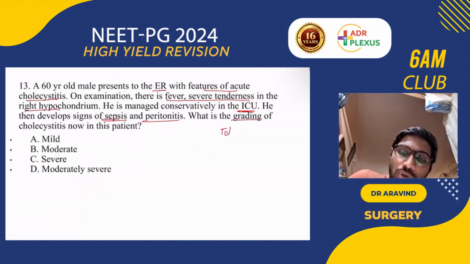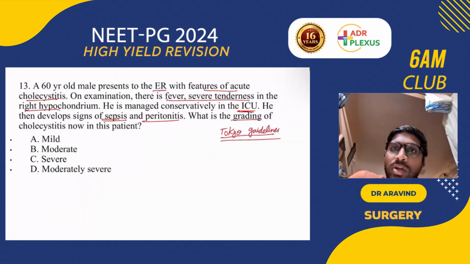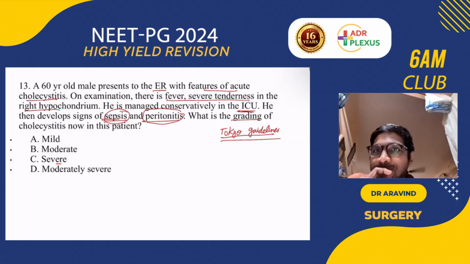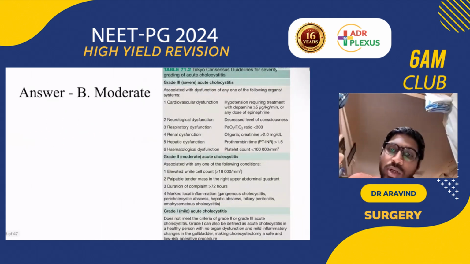This is based on Tokyo consensus guidelines. Everyone thinks about sepsis and peritonitis and will go towards C. So C is wrong actually. Okay, now coming to this important part.